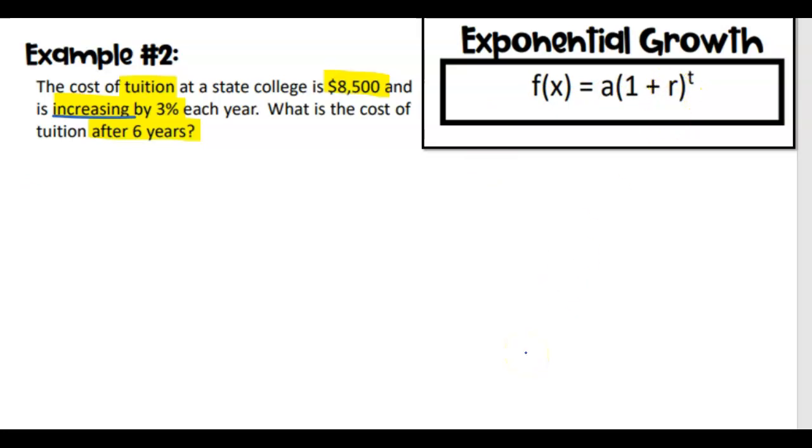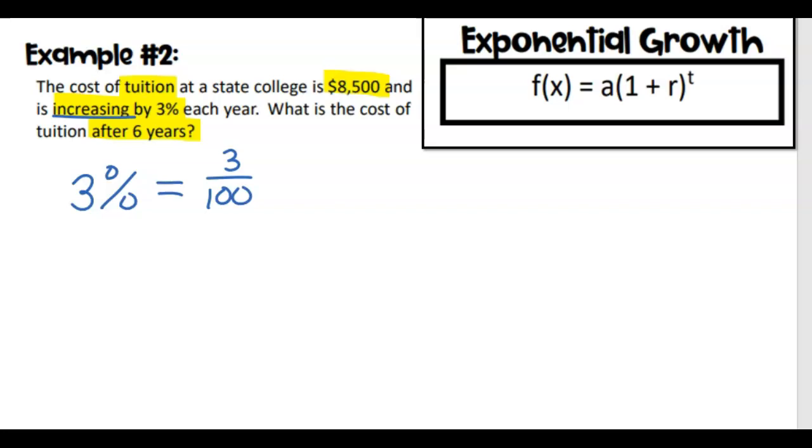What did the R stand for? Rate, percentage rate. But I cannot use a percent in this equation. Whenever I have a percent, I need to change it to a decimal in order to put it in the equation. The equation has to have a decimal rate, not a percent. Do you know how you change this to a percent? Percent means part out of 100. 3% is equal to 3 over 100.